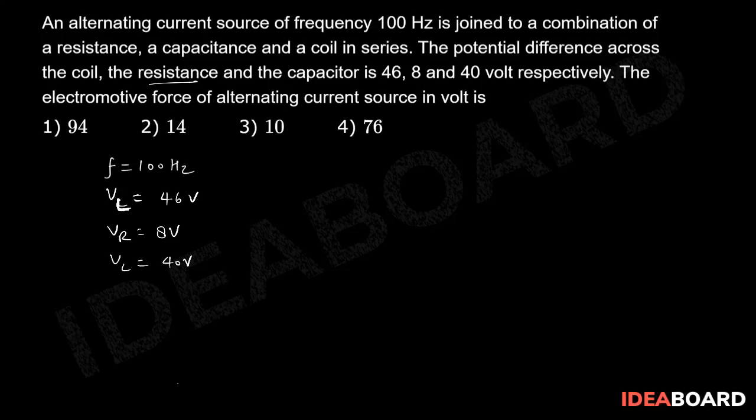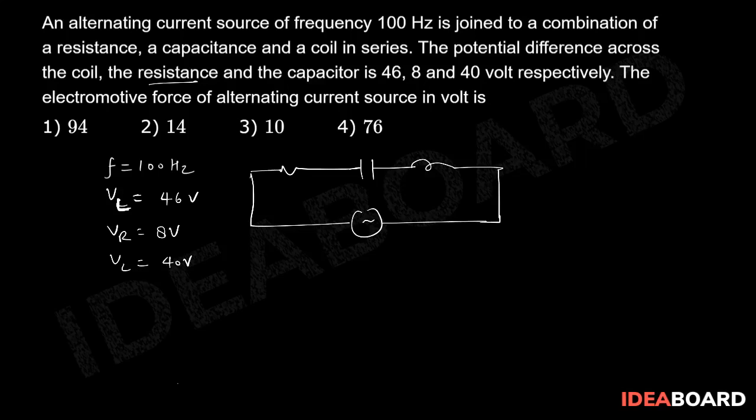Now let's draw the diagram. So the diagram will look like this: resistance, capacitance and a coil in series. There is a supply, and the frequency of this supply is 100 Hertz. And let's say the electromotive force of the alternating current, EMF, is E. So we need to find out the value of E only, right? So this is C, this is L, this is R.